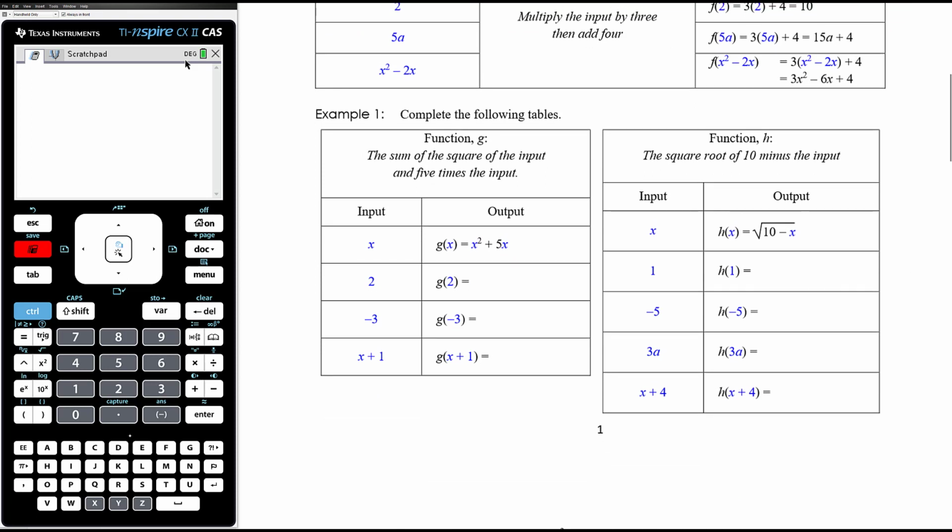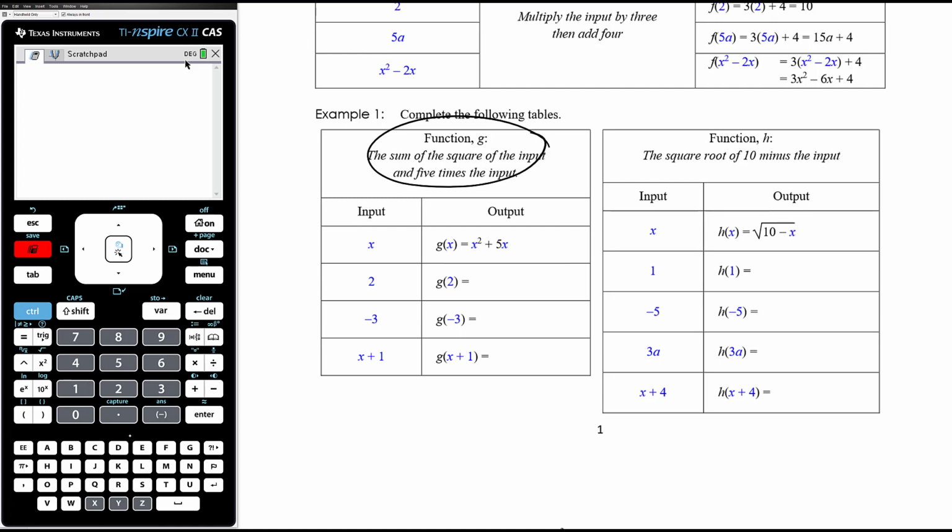Okay, so let's complete the following tables. If our function called g is the sum of the square of the input and 5 times the input, well then when the input is x, g of x, the result of doing this to x, is the sum, so we're adding, of the square of the input, so x squared, plus 5 times the input, so 5x. So g of x is x squared plus 5x.